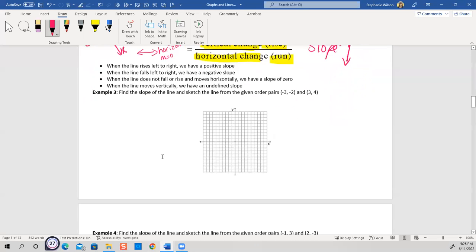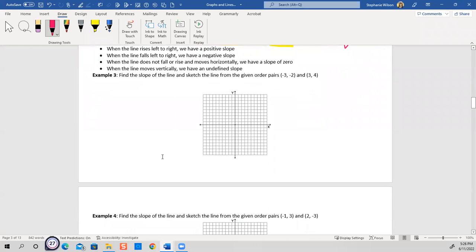So let's solve this first one. It says find the slope of the line and sketch. So we're given these two ordered pairs. So I'm going to call this ordered pair 1, ordered pair 2. And let's plug it in our equation.